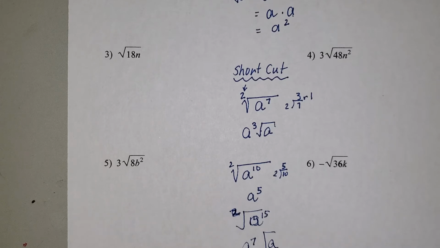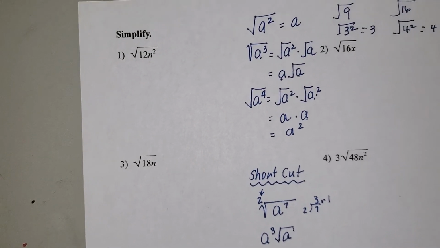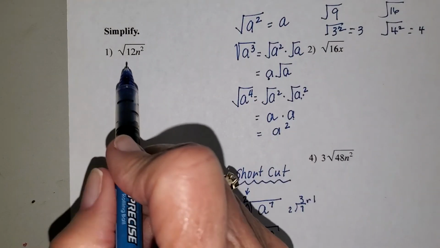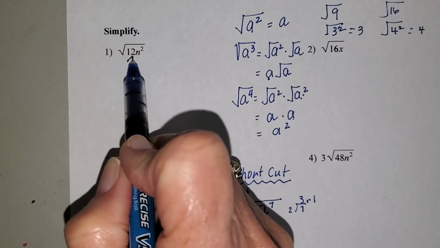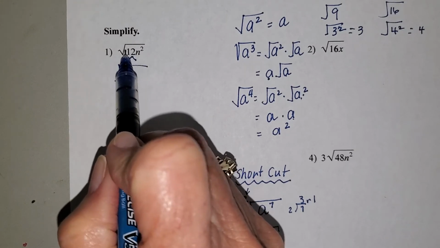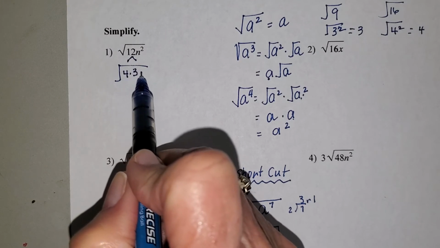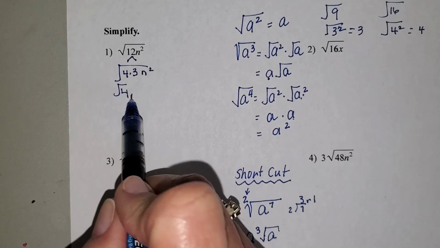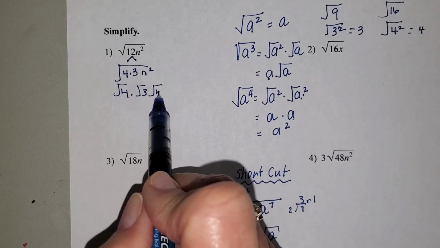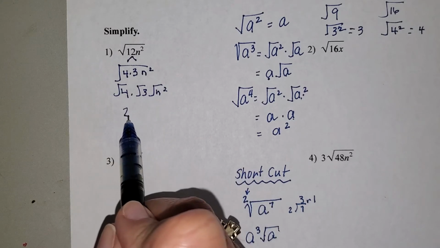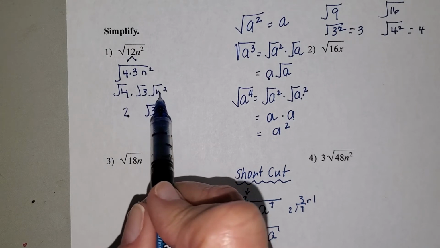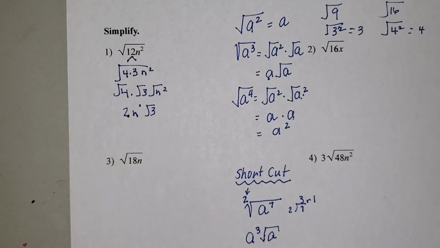Okay? So let's look at a few problems here that combine variables and integers like yesterday. All right, so we are going to factor 12, perfect square 4 times 3, n to the second. We'll break this up into its parts. Square root of 4 is 2. Square root of 3 we can't do. That comes at the end. Square root of n squared is n to the first power. We don't have to write the 1 for the power.